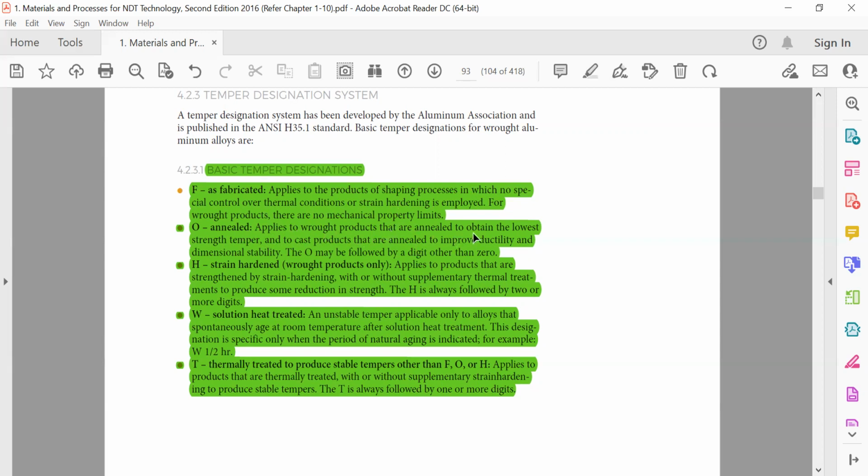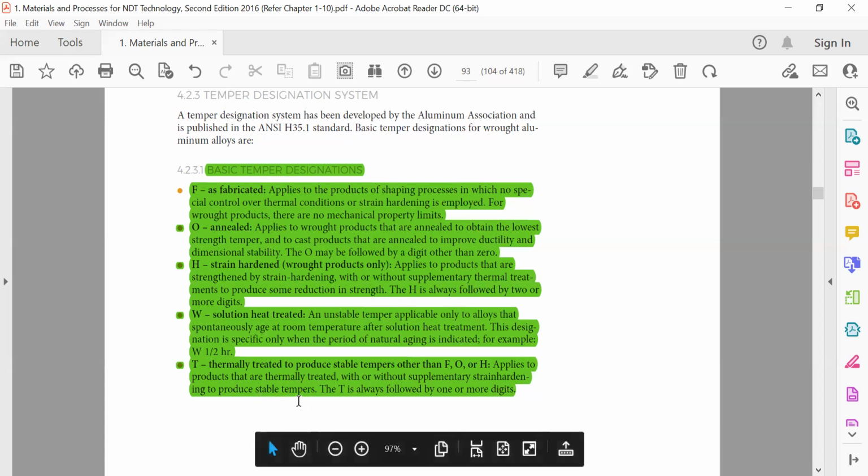Annealed applies to wrought products that are annealed to obtain the lowest strength temper, and cast products that are annealed to improve ductility and dimensional stability. Strain hardened applies to wrought products only, strengthened by strain hardening without supplementary thermal treatments. Solution heat treated is an unstable temper that applies only to alloys that spontaneously age at room temperature after solution heat treatment. This designation is specific only when the period of natural aging is indicated, for example W half hour. T applies to products that are thermally treated, with or without supplementary strain hardening, to produce stable tempers.